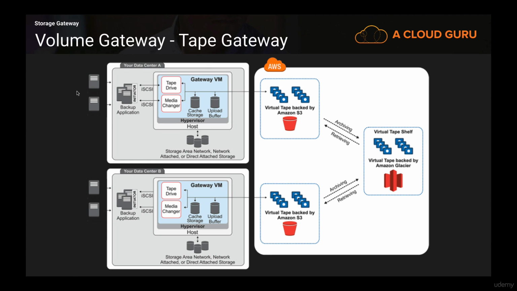So here's a good little diagram of what it looks like. You've got all your servers, they're connecting into your backup servers. So this could be NetBackup, this could be Backup Exec, it could be Veeam, whatever it is you use to do your backups. They then basically connect into the storage gateway. It's presented as a virtual appliance. It's connecting in over iSCSI. And then you've got your virtual tapes.